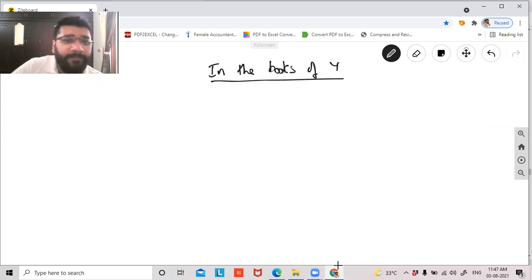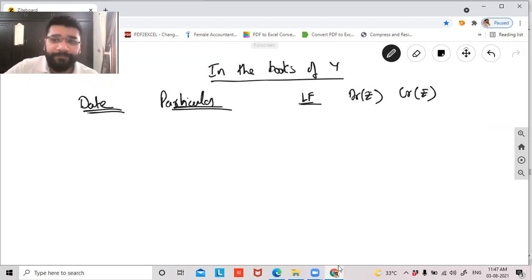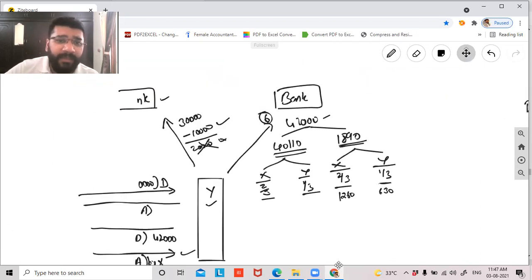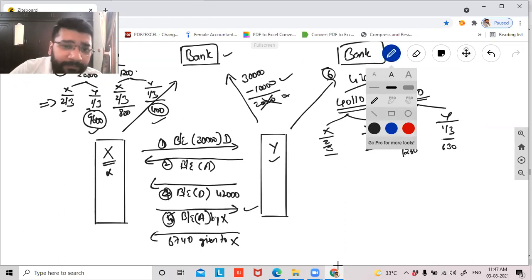So guys, here it is. Date, particulars, LF, DR rupees, CR rupees. Guys, in the books of Y we are recording. Please tell me, guys, what is the first transaction? The first transaction is X sending the bill to Y. For this, will Y record any entry?